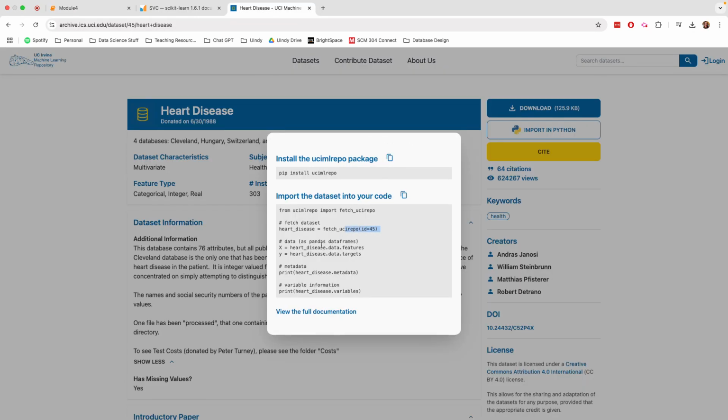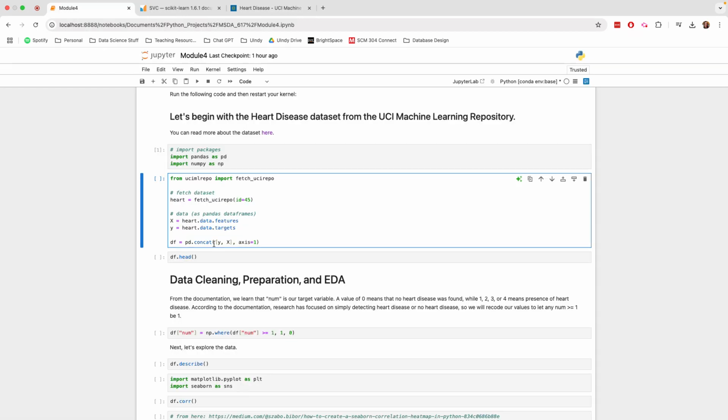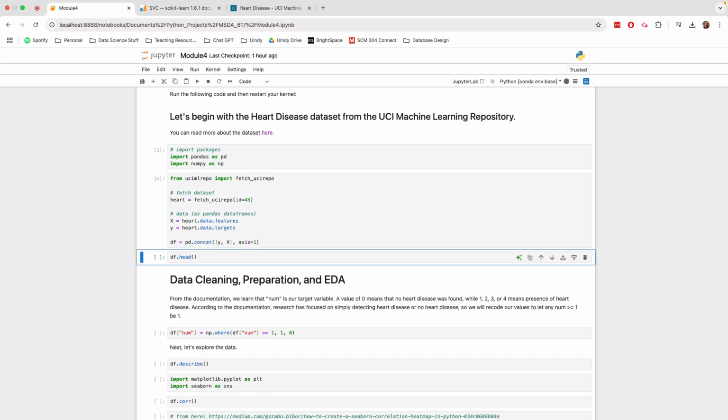They have already taken the data set and said, this is our X, this is our Y. I want to start further back and just look at this as a data frame. So that's why I've taken that X and Y, and I've just combined it into my data frame.